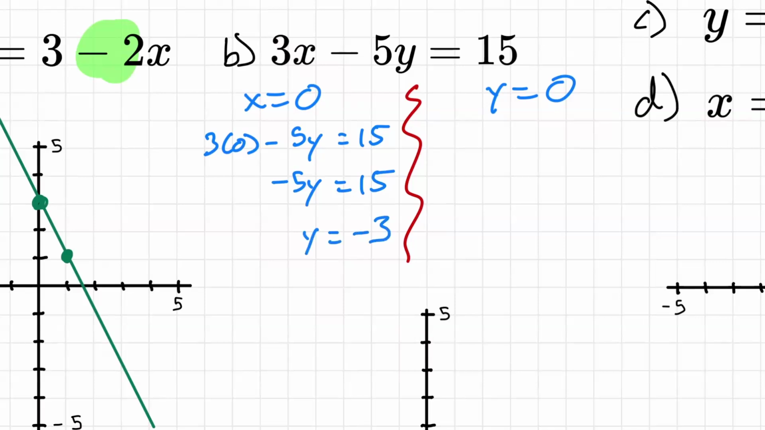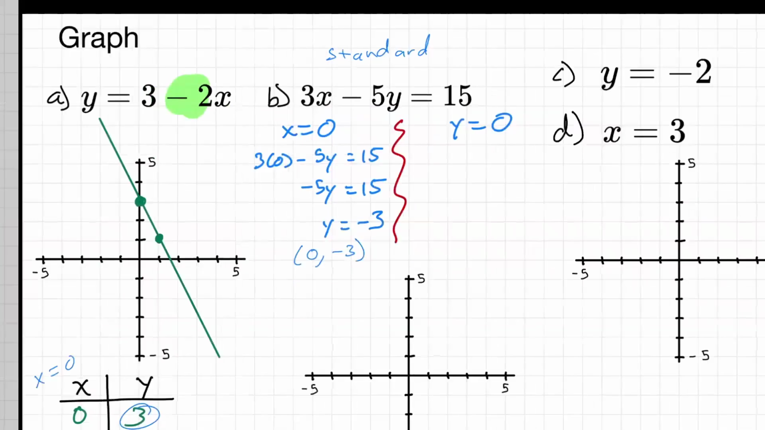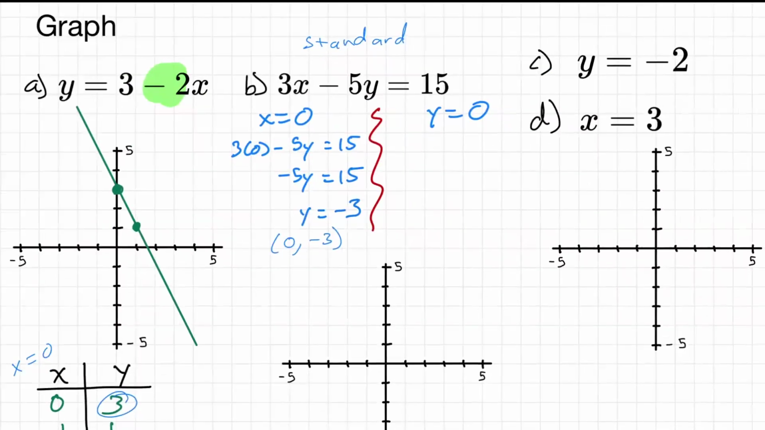Now make sure you're careful here to say, hey, the point is (0, -3). I always encourage people to write that out. Which did you get that point? And so we're good, right?